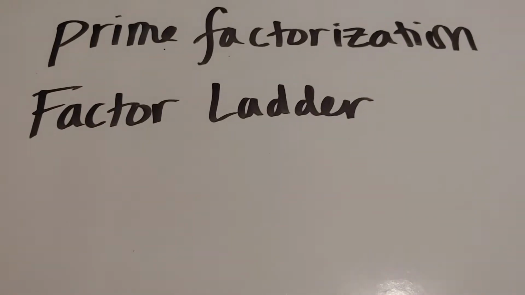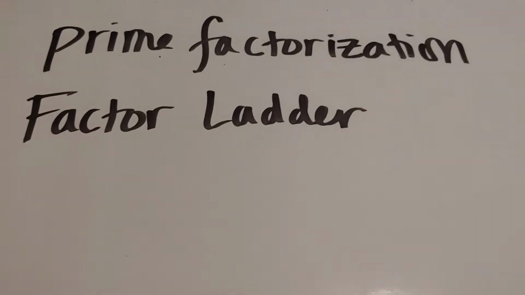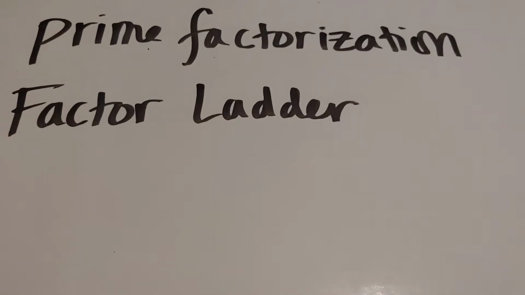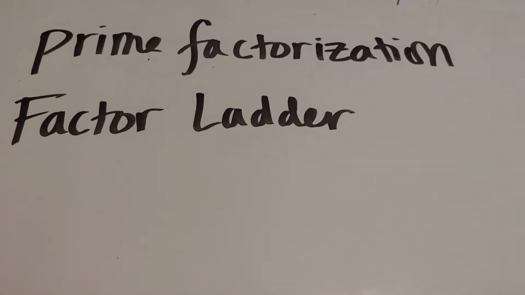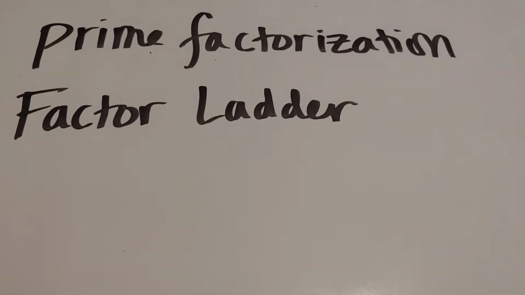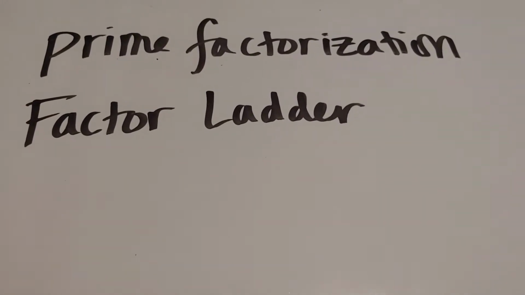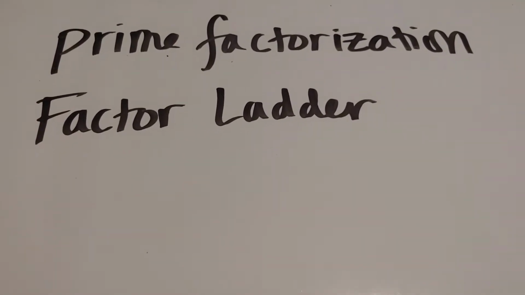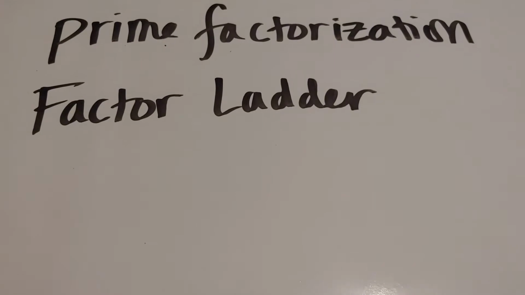In section 11.2 in our Math for Elementary School Educators, we are looking at prime factorization, and I want to look at a factor ladder. There are two ways to do prime factorization. One is using a factor ladder, one's using a factor tree.